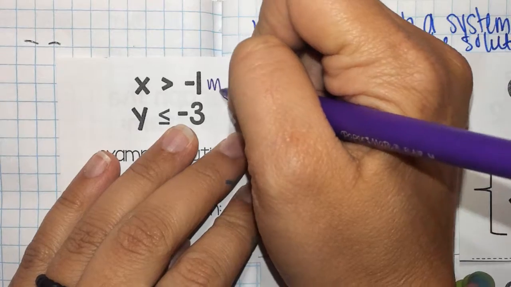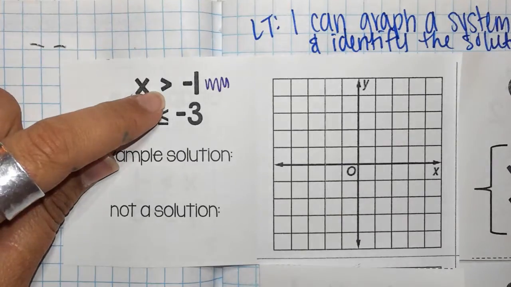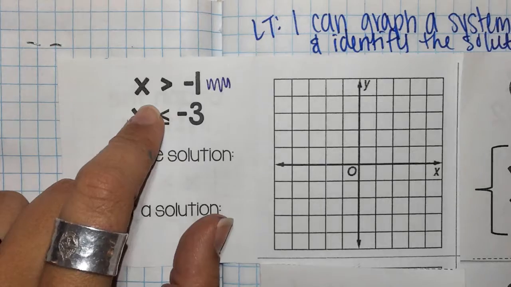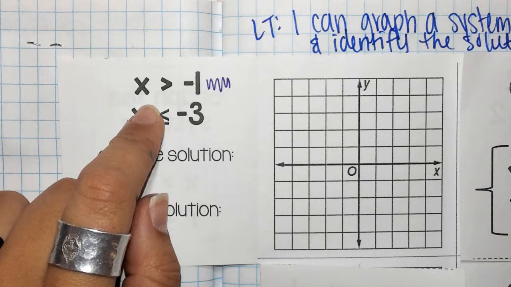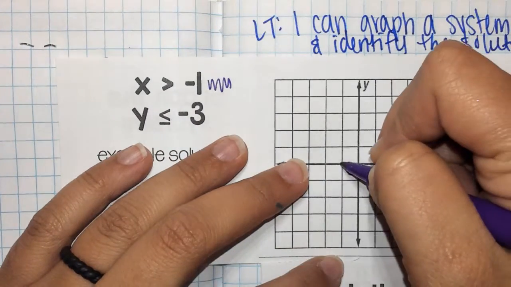So I'm going to graph this guy in purple. Now, this inequality says x is greater than -1. So, are we going to graph this on the x-axis or the y-axis? The x-axis. And we're going to go left 1 and put a dot.